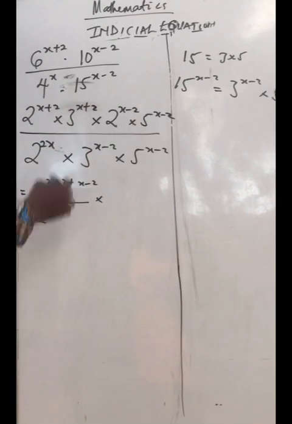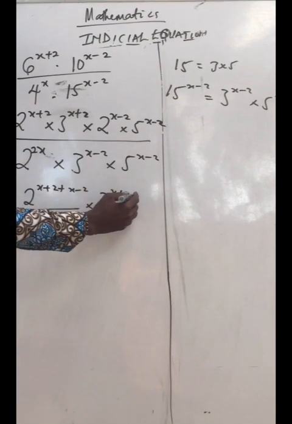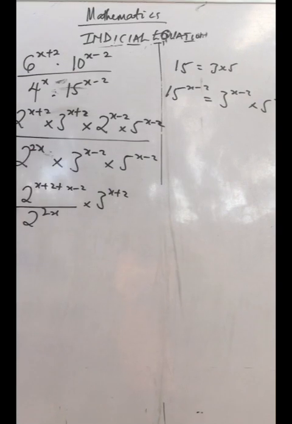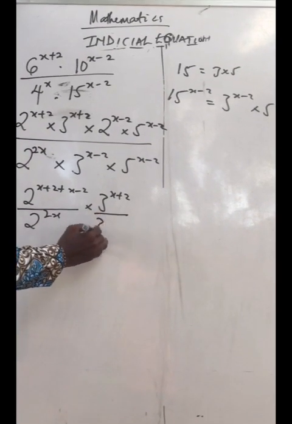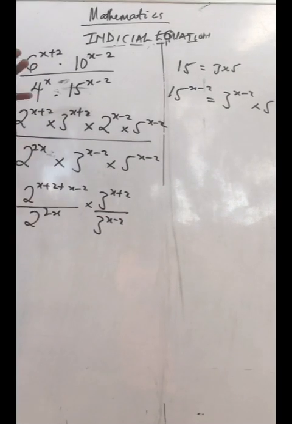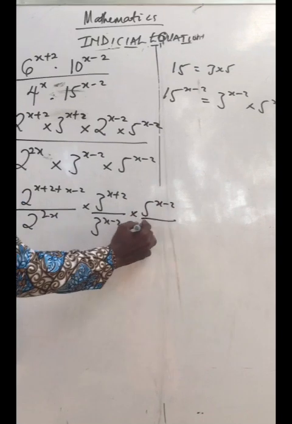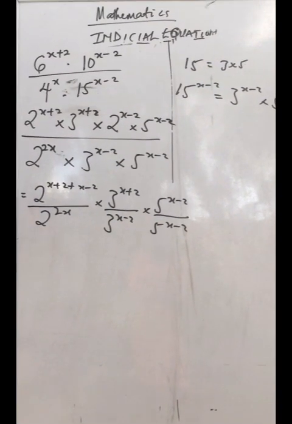Now work with the 3s. You end up having 3 raised to the power x plus 2. There's only a 3 here. And you should know that division guarantees you to subtract. So let me first have this one like this so that I won't congest the problem. Times 5 raised to the power x minus 2 over 5 raised to the power x minus 2. I think the problem is getting less tough.